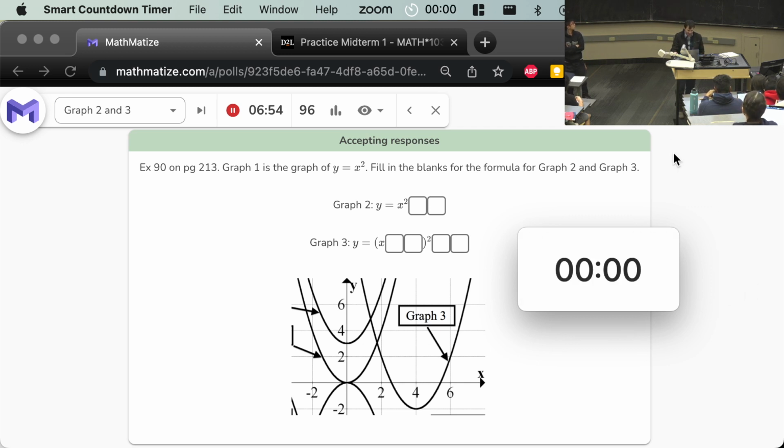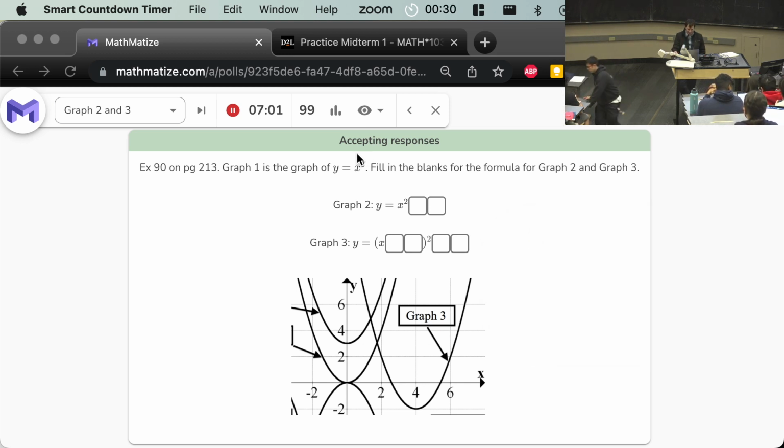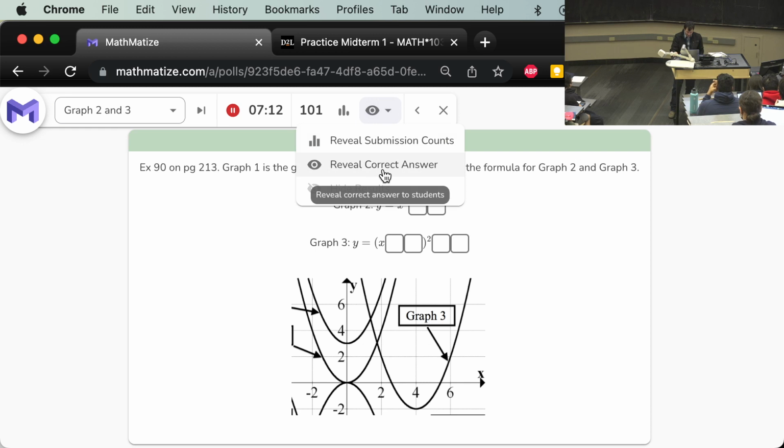Okay, so I guess something about the sound is not working, but it's very faintly beeping for me. So let's take up this problem. Graph 2 is a little cut off in mathematized, but it's the one directly above graph 1. So how do you go from graph 1 to graph 2? Let's see what you said.